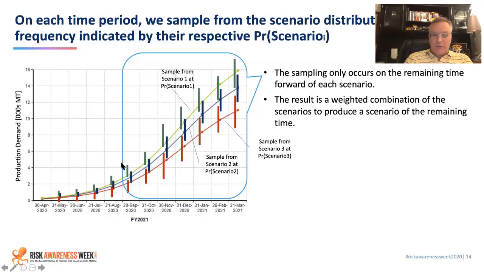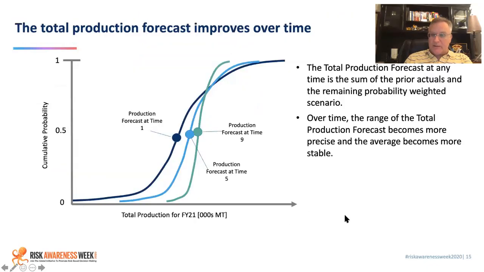So what I would want to do then is take the time period moving forward, that remaining time, sum up the result of that sampling of all of my scenarios, and add that sum to the sum of the prior actuals that had been produced. And that will be my total end of the year or end of fiscal year production result. And the effect of that is what we see here.